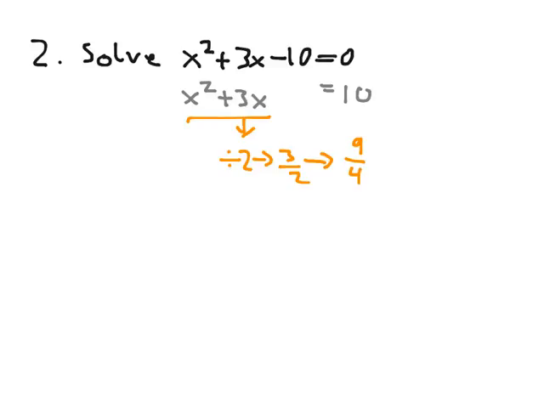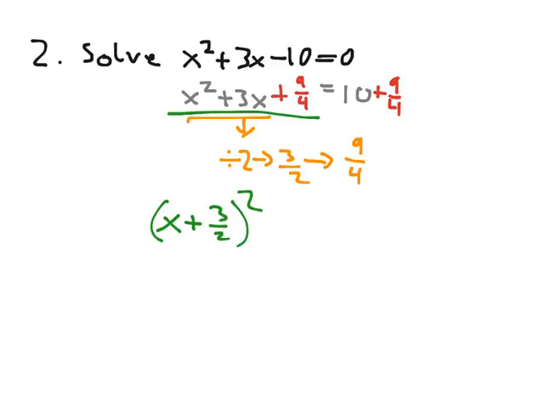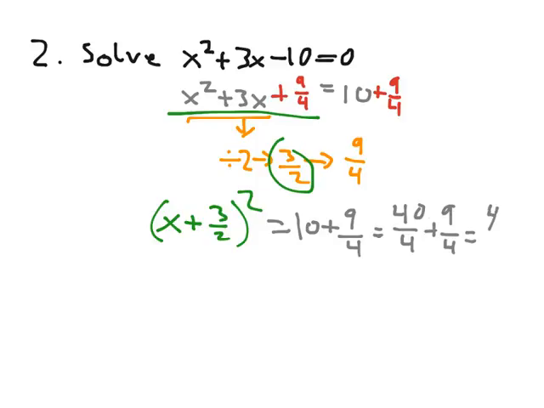So I'm going to add 9 fourths to both sides. But now that I've done that, I can express this left-hand side as x plus 3 halves squared, because we found a was 3 halves in this case. And this has to equal 10 and 9 fourths. That's a little messy, so let's just simplify this. That's the same thing as 40 fourths plus 9 fourths, which is just 49 fourths.